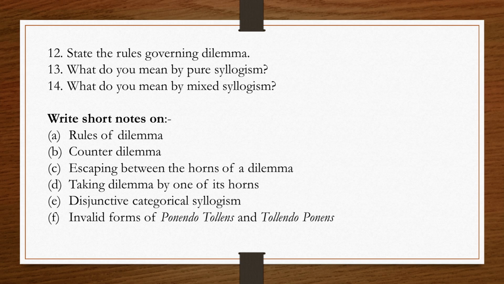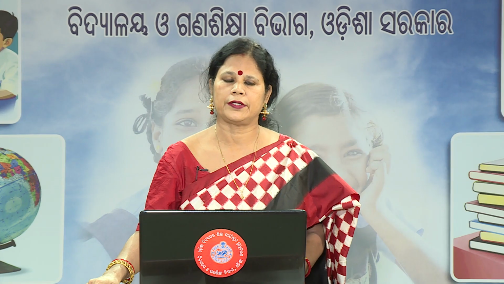What is counter dilemma? You write the rebuttal. What is escaping between the horns of a dilemma? This is refutation 2; this you write. Then taking the dilemma by one of its horns, you explain this and you give one example. Then disjunctive categorical syllogism, this also you write. Then invalid forms of modus tollens and modus ponens, you also write this.